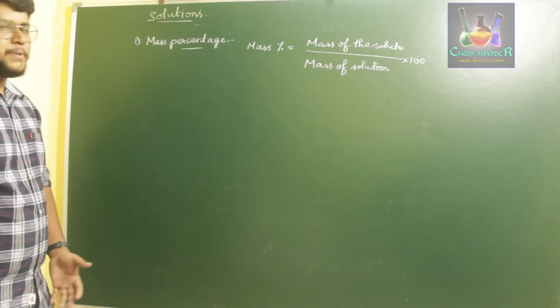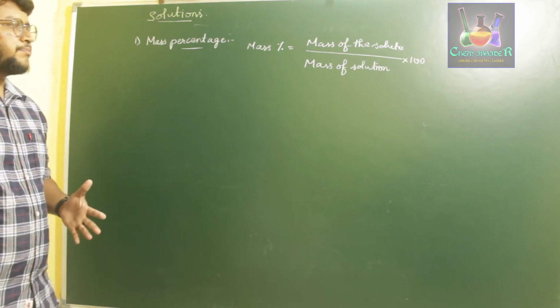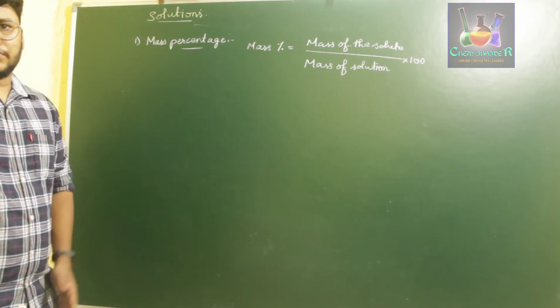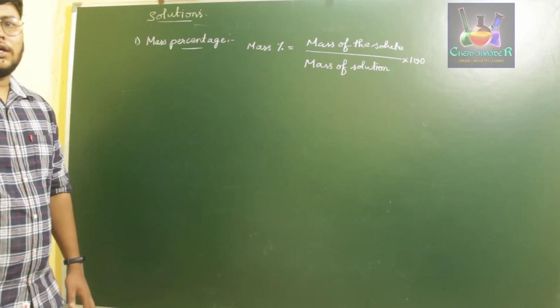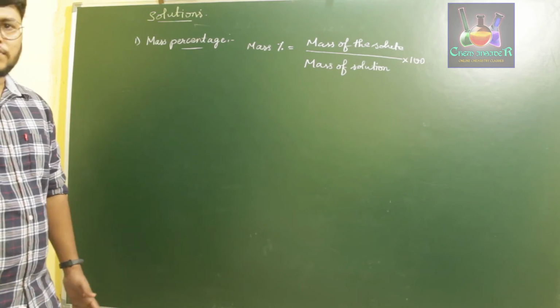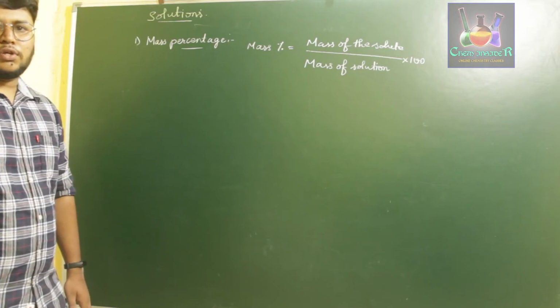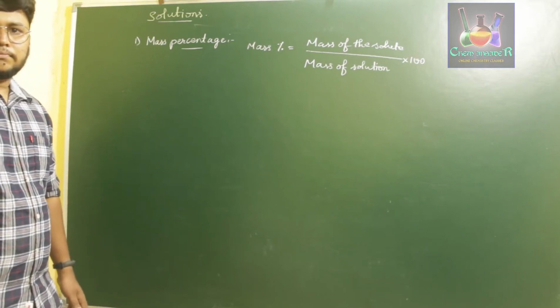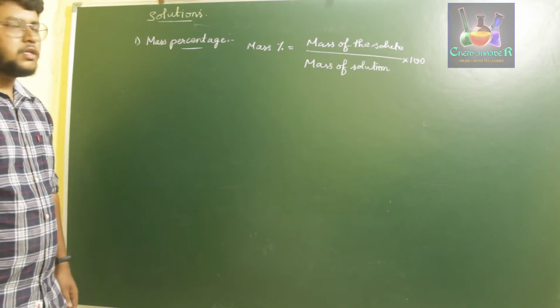So what is mass percentage? It is the percentage of the mass of solute taken over the mass of solution. If you have 10 grams of solute in 100 grams of solution, then the mass percentage of the solute is 10%. If you take 10 grams in 100 grams of solution, it is 10%.